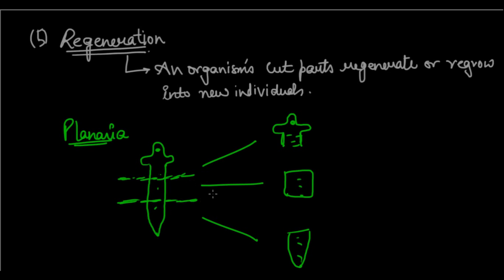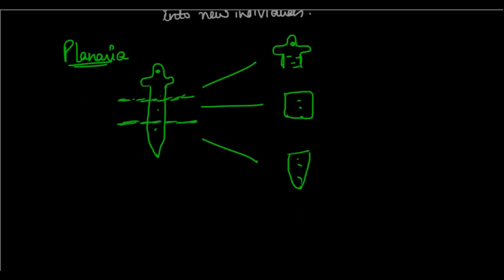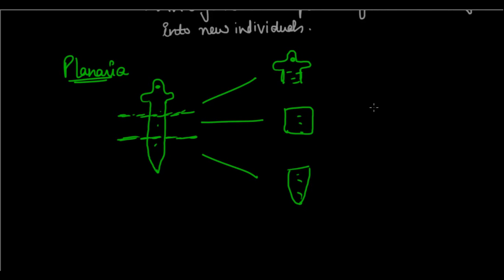But any normal organism would die at this stage. It would not survive, right? But this does not happen with the Planaria. The Planaria's parts which have been cut actually regenerate and regrow their lost body parts to form a new organism. Let's see how that happens.